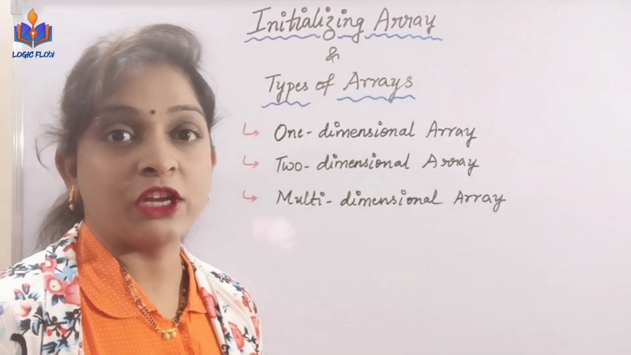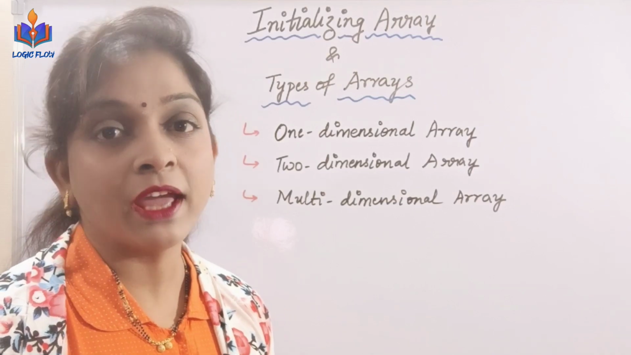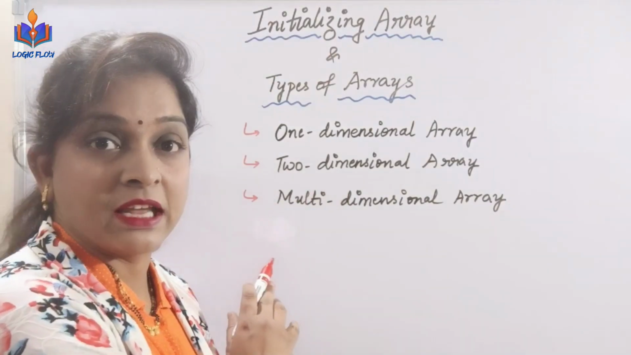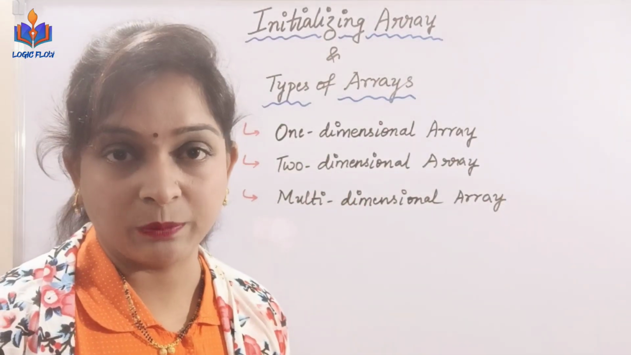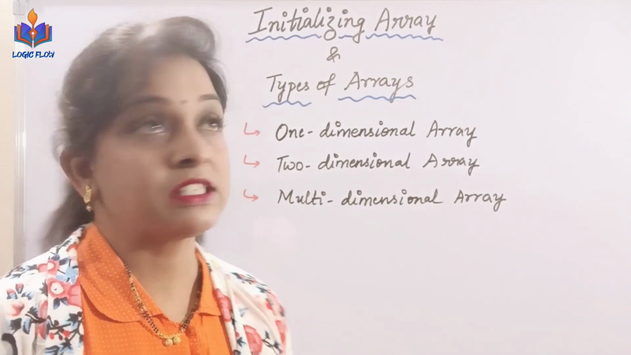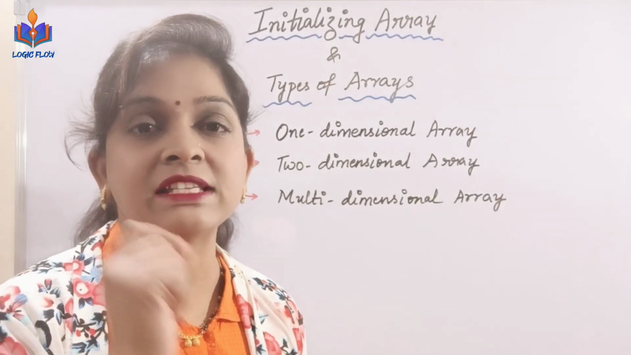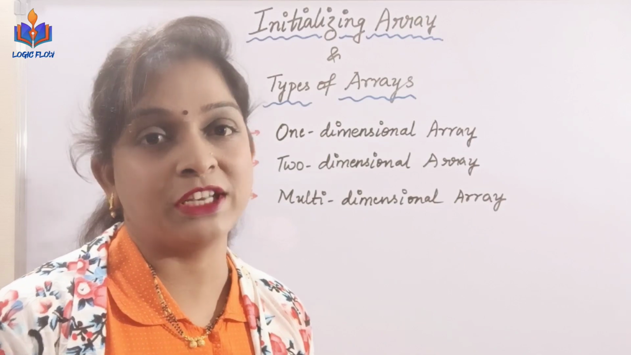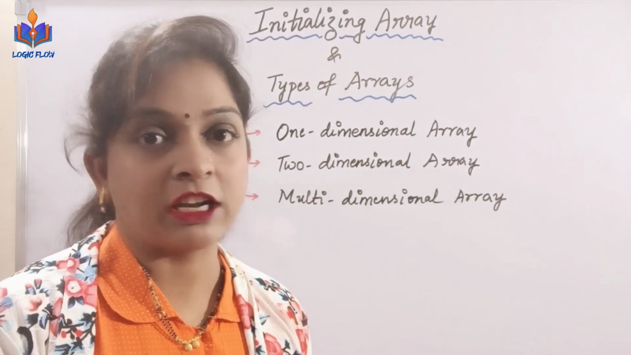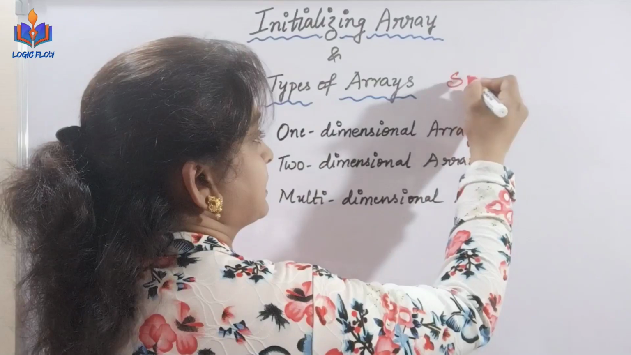So before we get into the initialization of arrays, let us see the different types of arrays. We have three types: one-dimensional array, two-dimensional array, and multi-dimensional array. In today's video, we will start with the one-dimensional array. We will see how to initialize it with different methods, and with an example program, we will see how to actually use it. So let me give the gist of all these different types. One-dimensional array. Dimension specifies size.